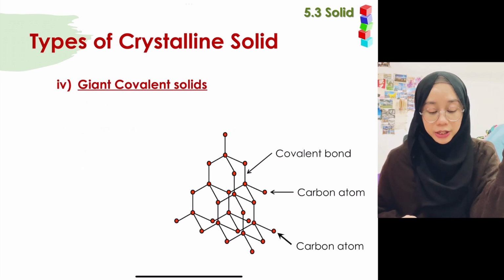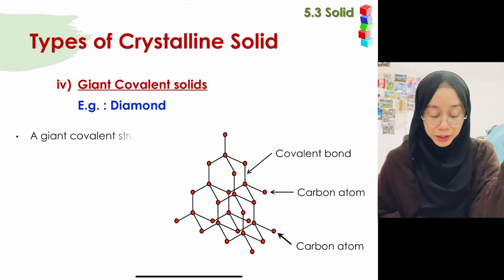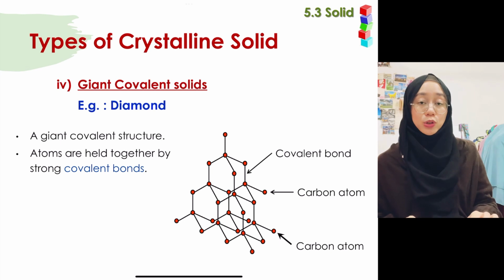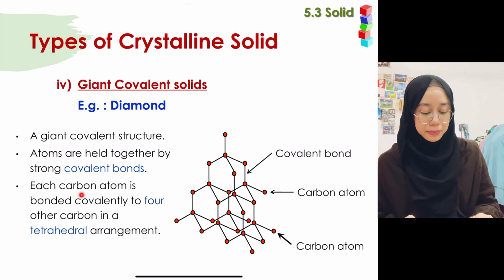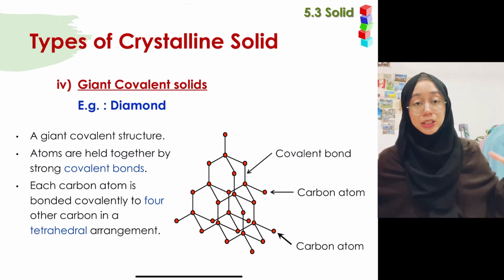Okay, so for example kalau kita ambil diamond, okay, so ini adalah bentuk diamond sebenarnya. So kita punya carbon atom, and then carbon atom are bonded together with a covalent bond. Okay, so a giant covalent structure is formed then, and the atoms are held together by a strong covalent bond. So each carbon atom is bonded covalently to 4 other carbon atom in a tetrahedral arrangement. So as you can see, let's say kita ambil carbon kat sini, so dia membentuk tetrahedral ni. Okay, dia membentuk tetrahedral, and then yang satu lagi carbon itu nanti yang ni pun membentuk tetrahedral juga. So dia boleh form a very large structure then.